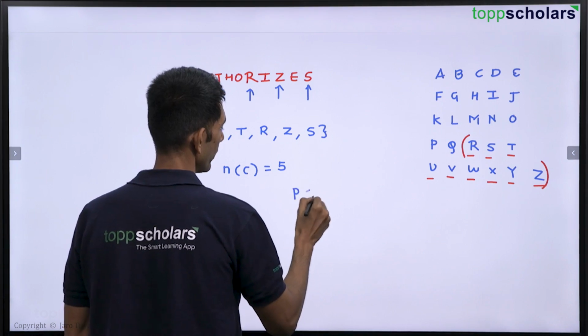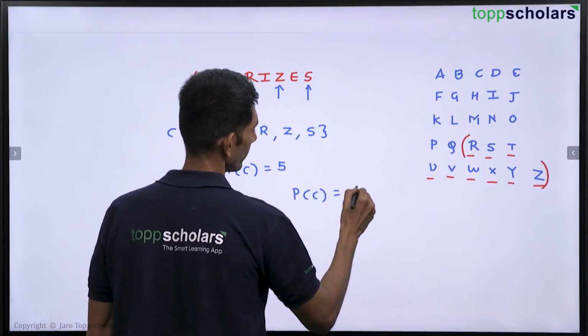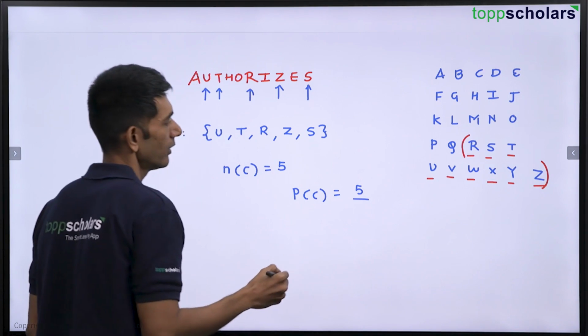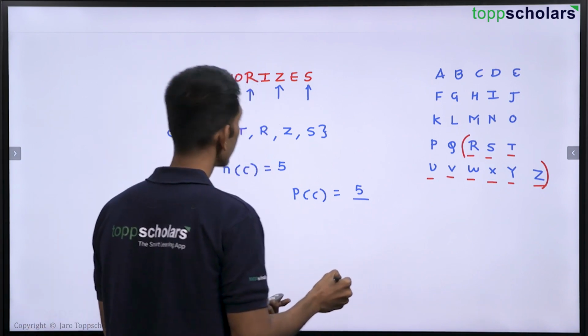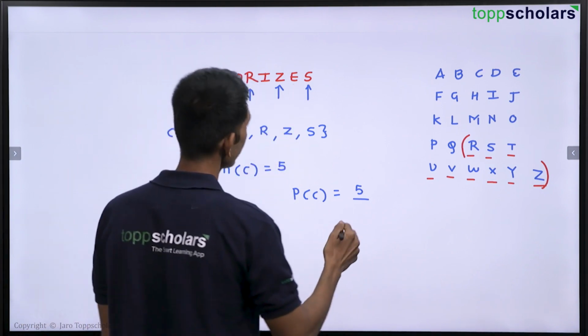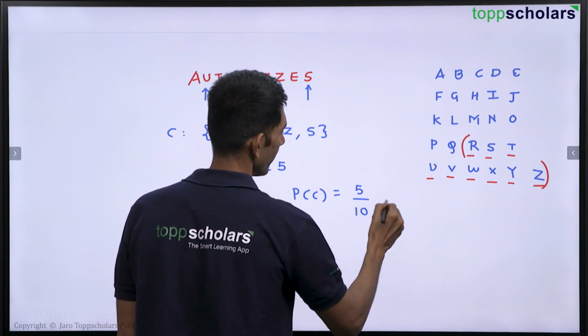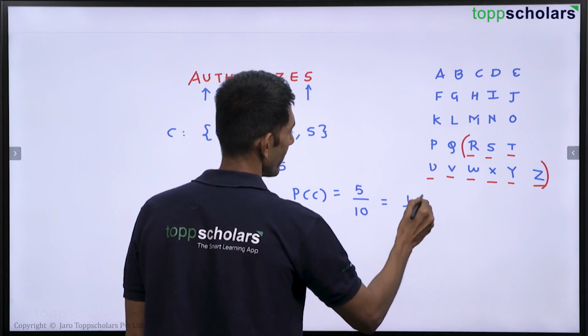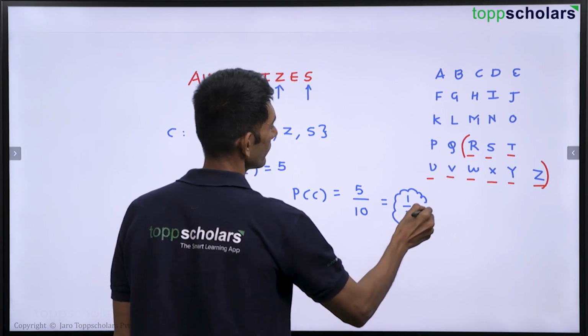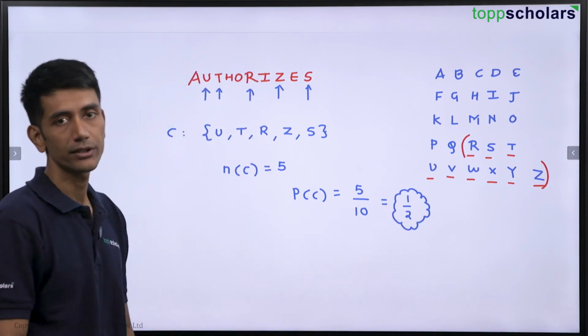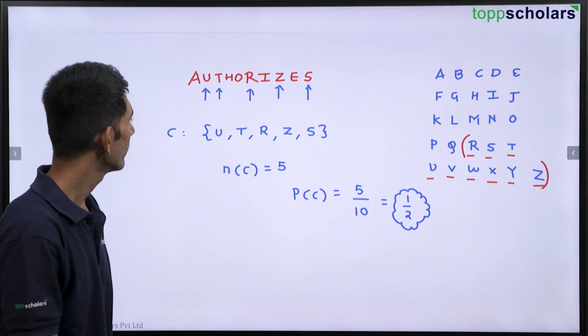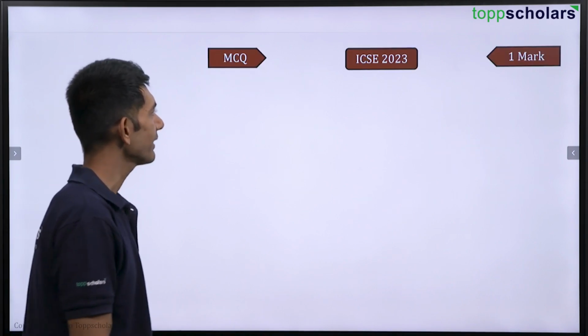So probability of C is going to be 5 by, how many words are there? 10, right? And that is equal to 1 by 2. I hope this is clear to all of you. Correct? Perfect. Let's continue. Let's have a look at a new question now.